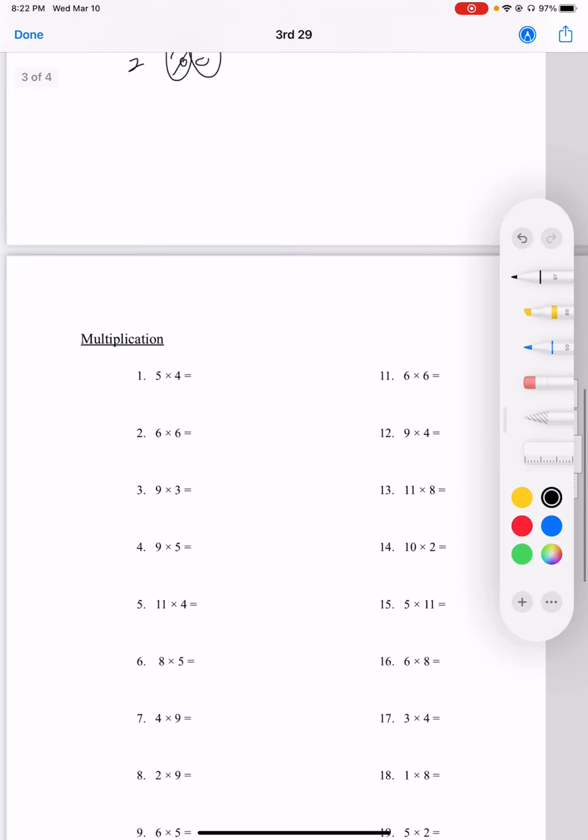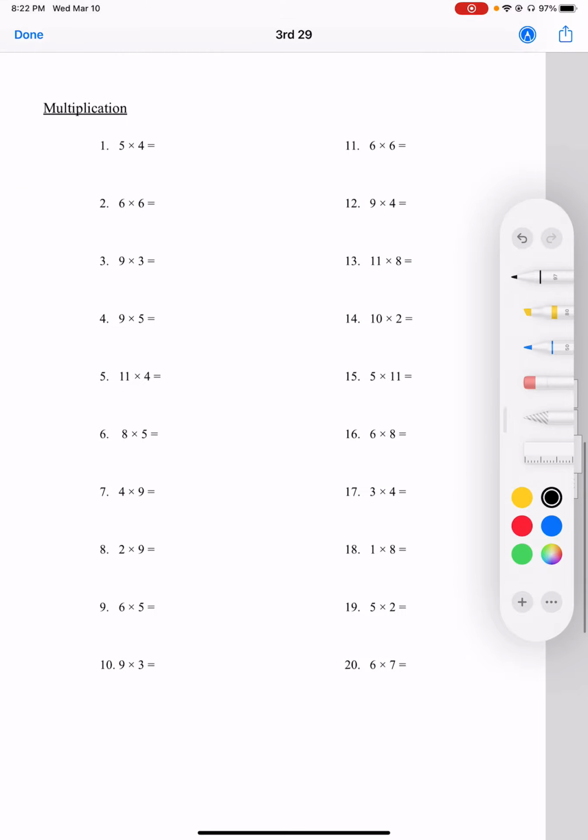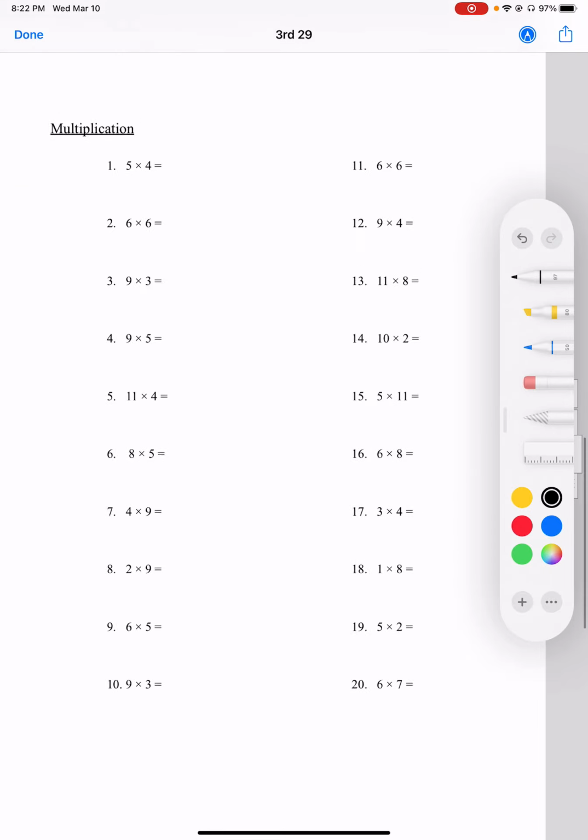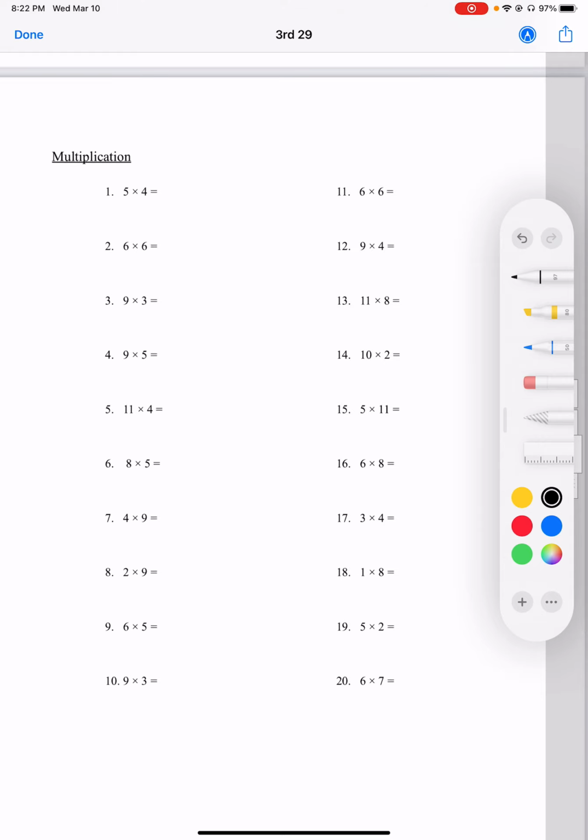Okay, so next we have multiplication. Multiplication is like the opposite of division. You basically have 5 groups of 4. So 5 groups of 4.